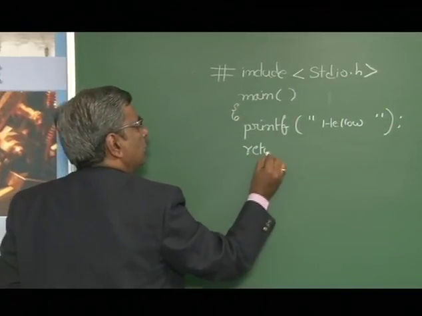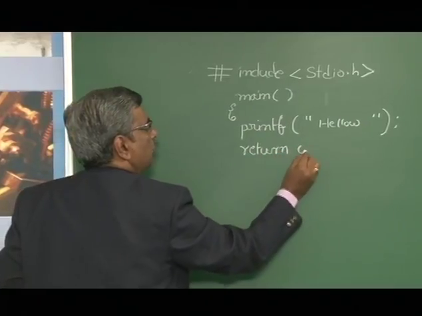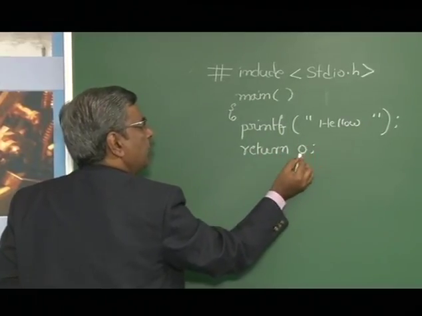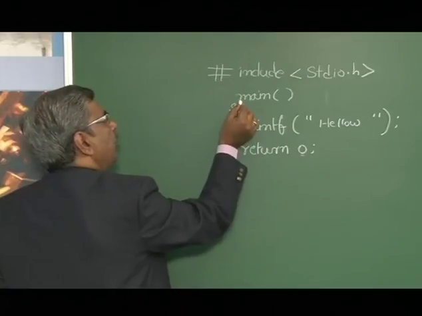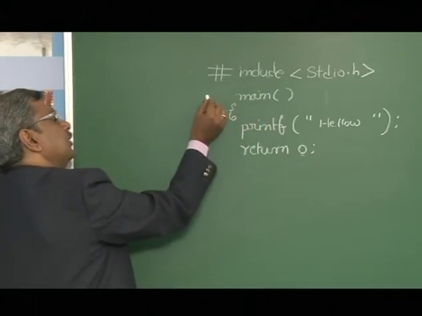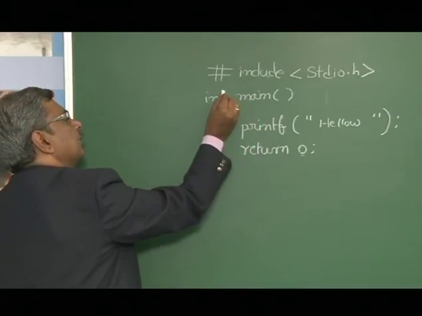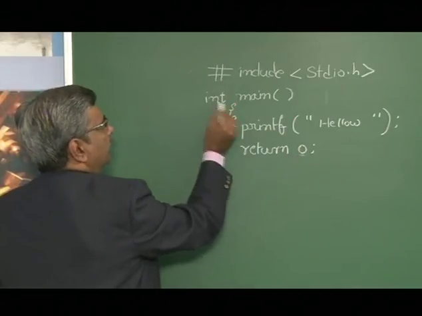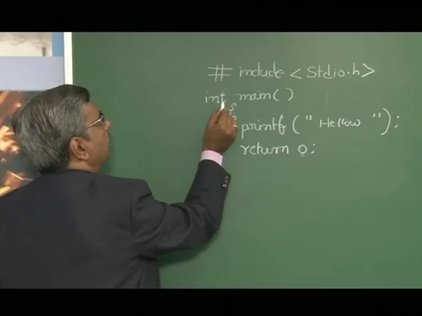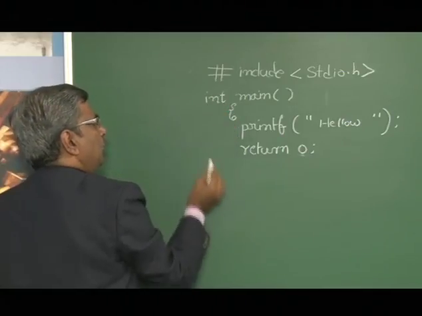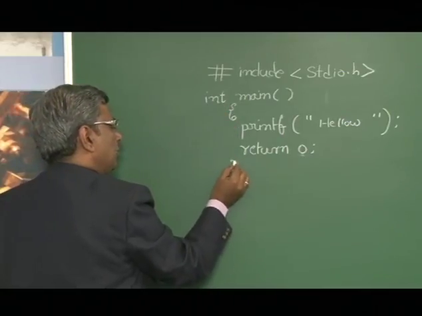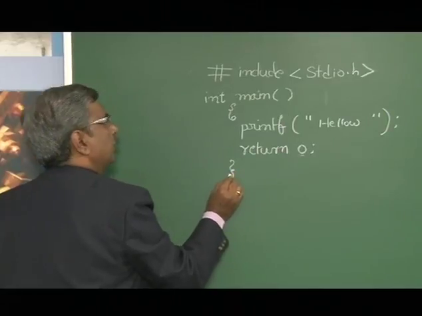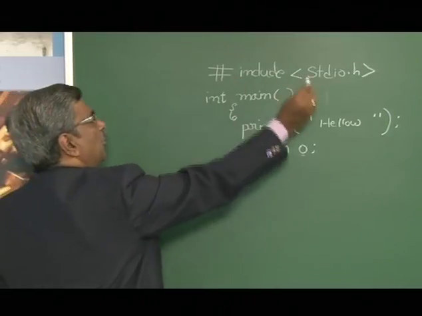Return 0, semicolon. Because you are returning a 0, main also acts as a function. It should be associated with the keyword int, because it returns an integer. That's why you give the return data type as int. Then you close the program with a right curly bracket. So this is how your first program looks.